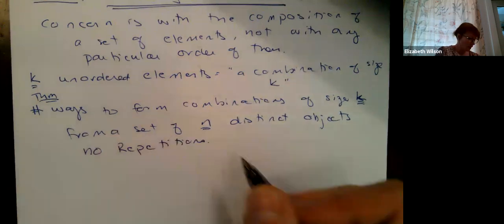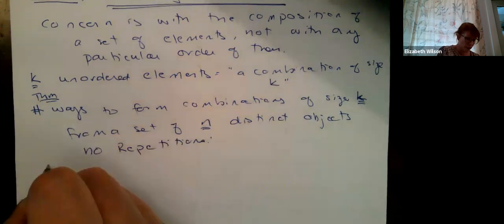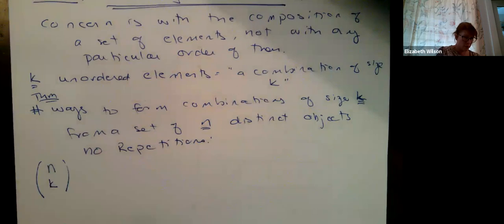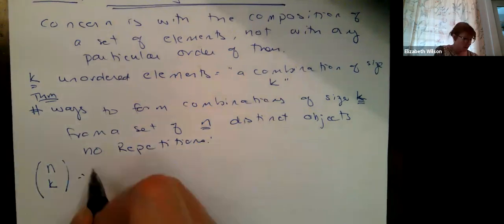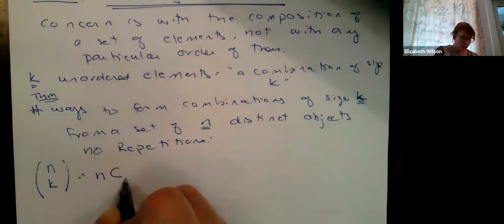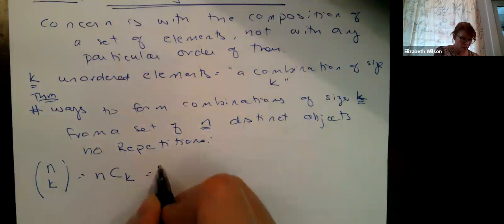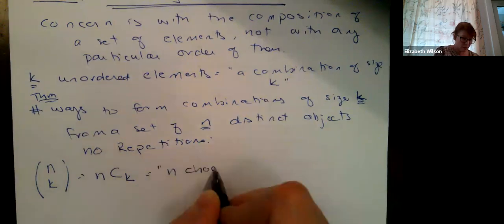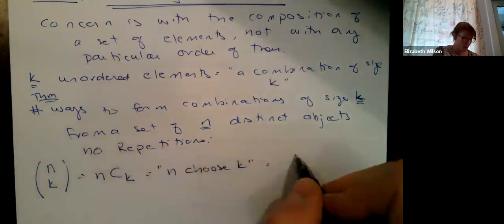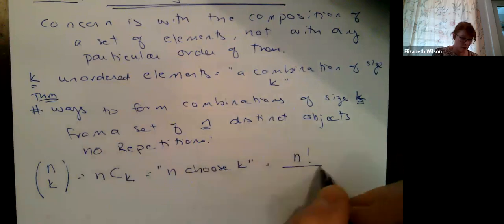Okay, so how we write this, you've probably seen this before. This is called n choose k. We write this as nCk, where n can be bigger than or equal to k. And this is, I'll write this out as n choose k. We write it like this: n factorial all over k factorial times n minus k factorial.